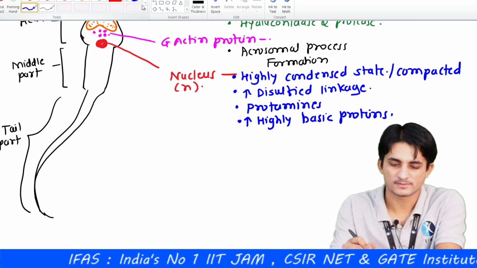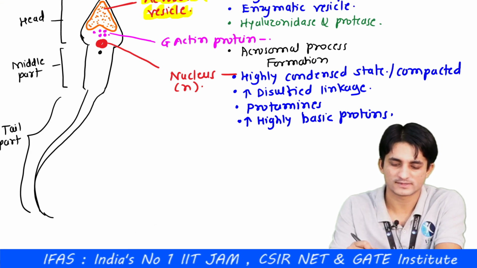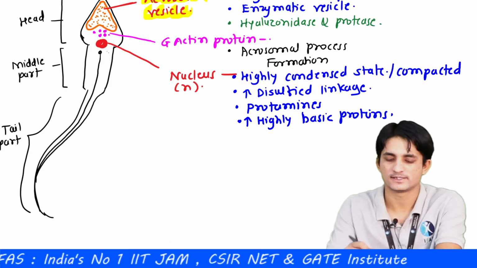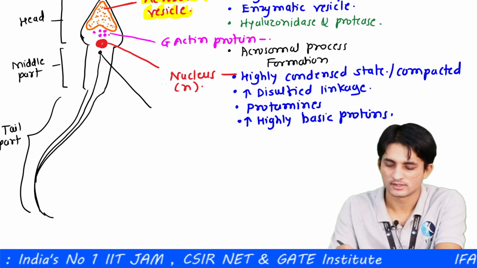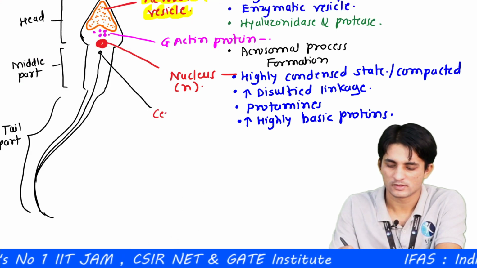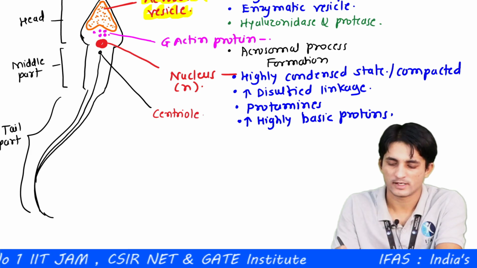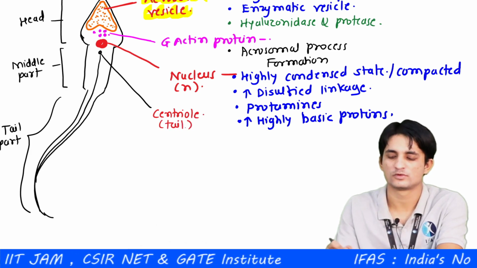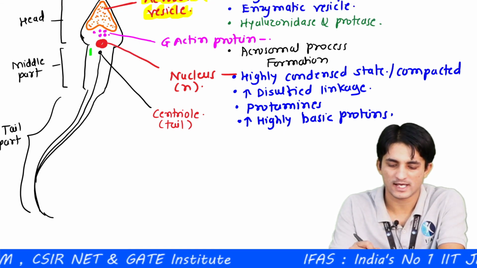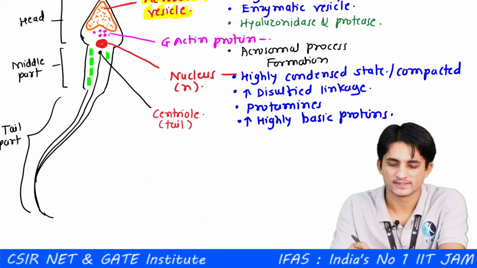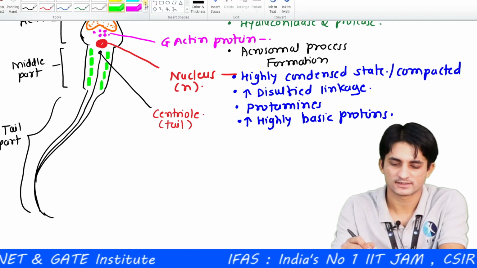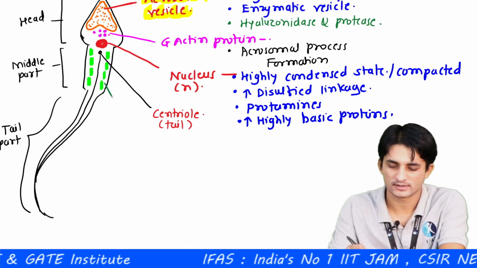Then there is the centriole of the sperm, and that centriole forms the tail region. So this is the centriole, and it forms the tail. Then there are abundant large mitochondria in the neck region. So these are the mitochondria present in the neck region.